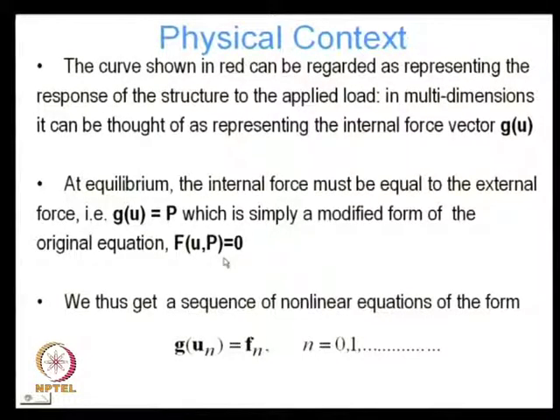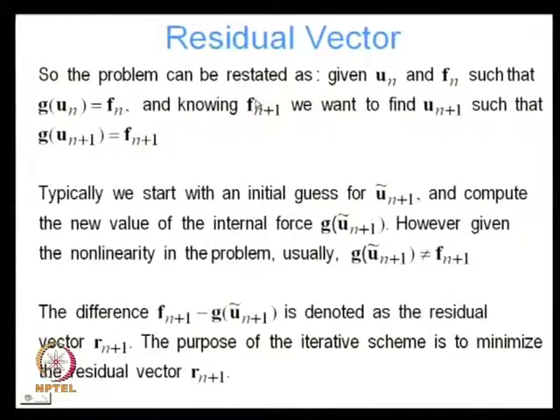So, now instead of solving f(u, p) equal to 0, I am going to solve this equation iteratively. We are going to get a sequence of nonlinear equations in this form. At each step I am going to solve g(un) equal to fn, where fn is my external stimulus, un is my system displacement, my independent variable, and g(un) is my system response. So, the problem can be restated as: given un and fn such that g(un) is equal to fn.